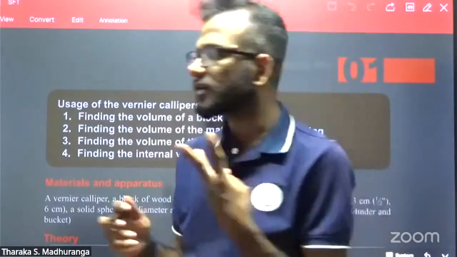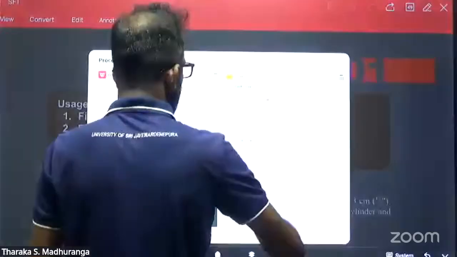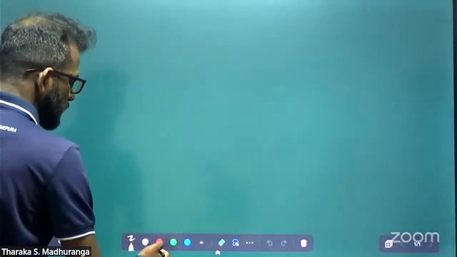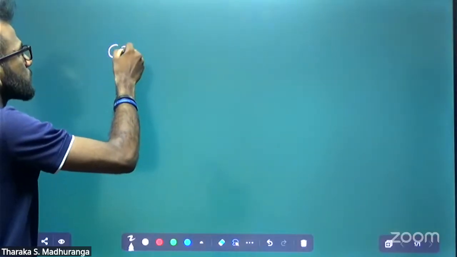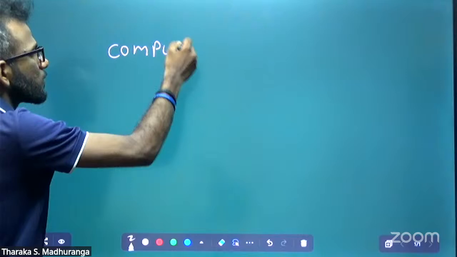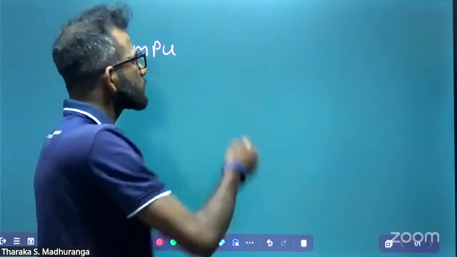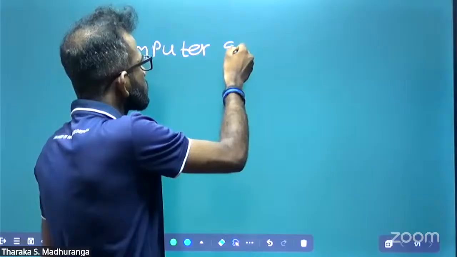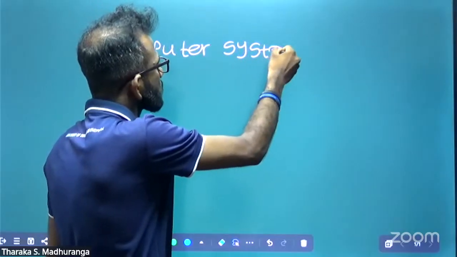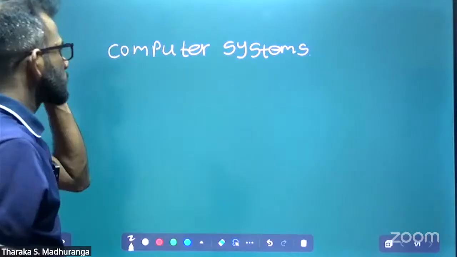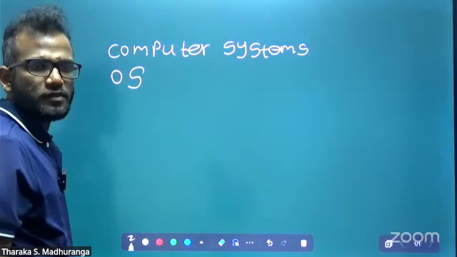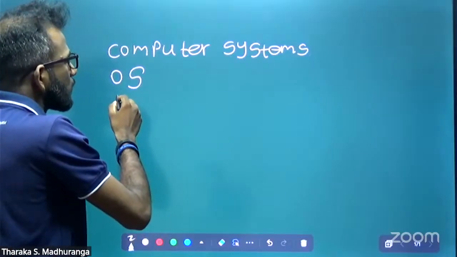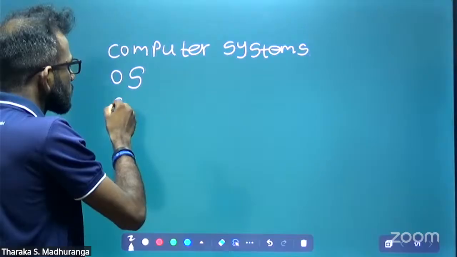In ICT, we have only three main lessons. The first one is computer systems, that means computer devices. After that, we have operating systems, OS. And after that, software, computer software.